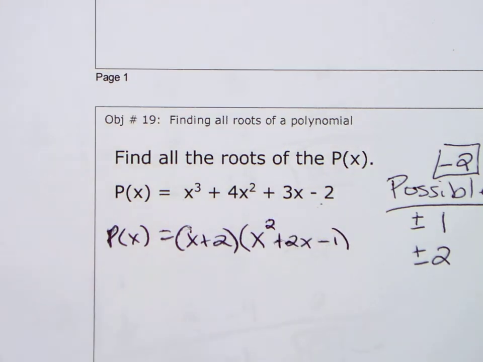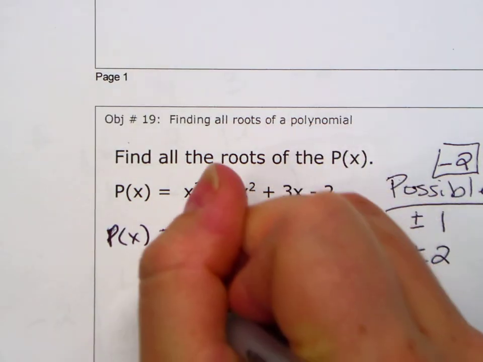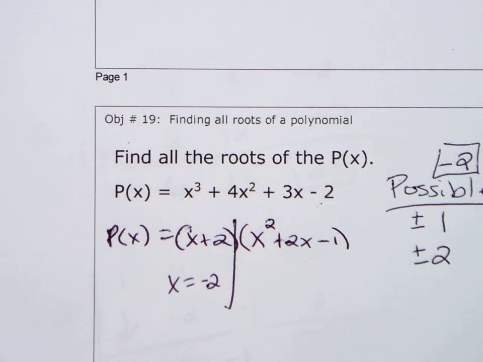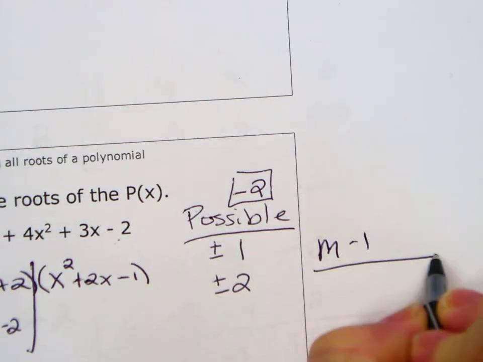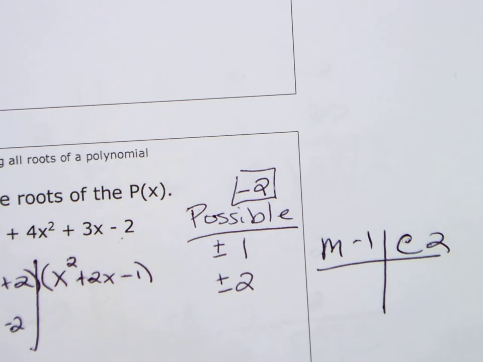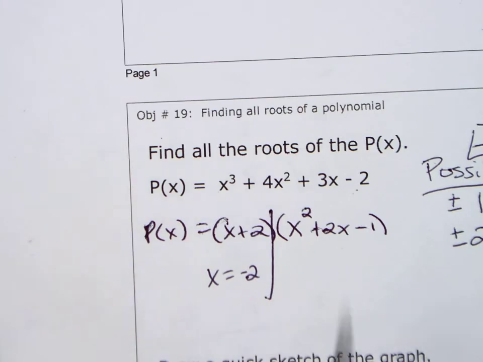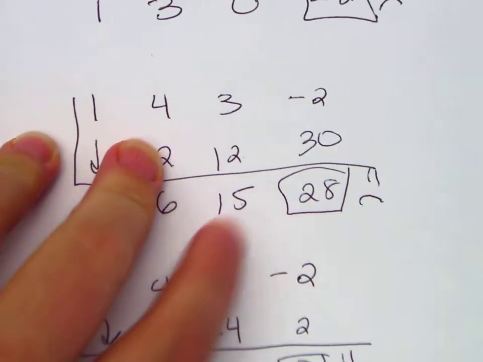And again, we're finding the roots. So one of them is nice. X equals negative 2. Now, this other one is a trinomial. What do you do with that? You try to factor it. Is that factorable? Can we multiply to negative 1 and add to 2? Does that work? Nope. Does not work. So what do you do if you can't factor? How do you find the roots? Quadratic formula.